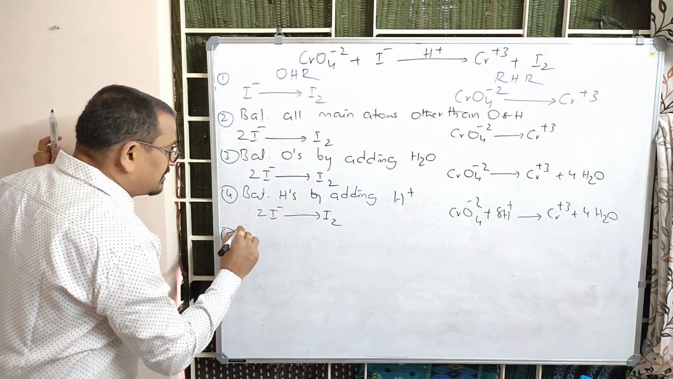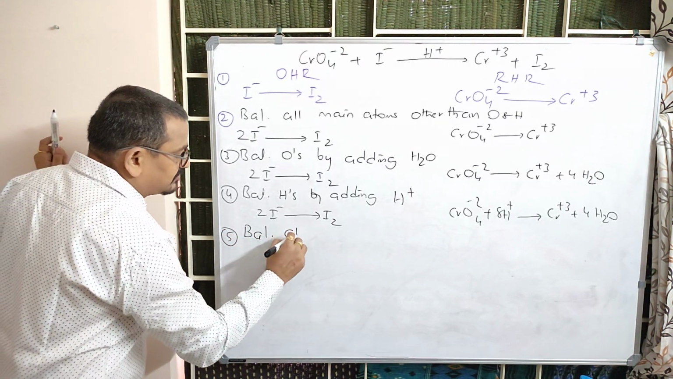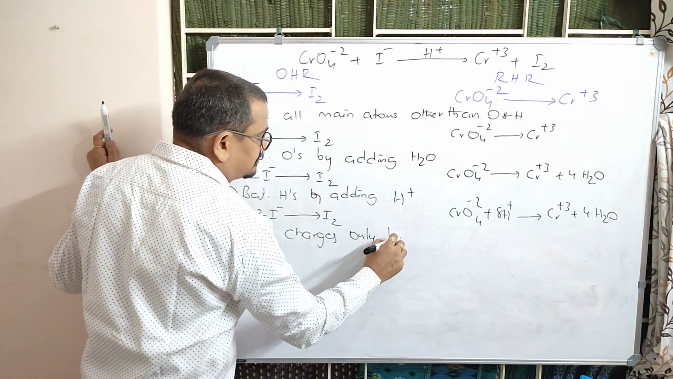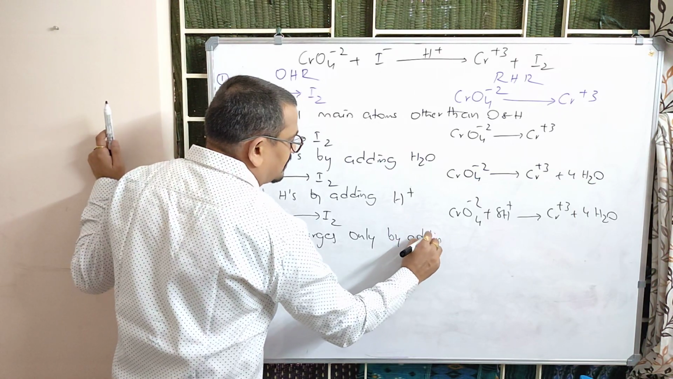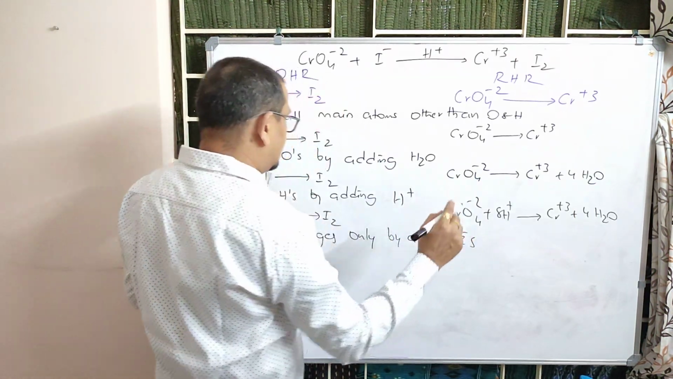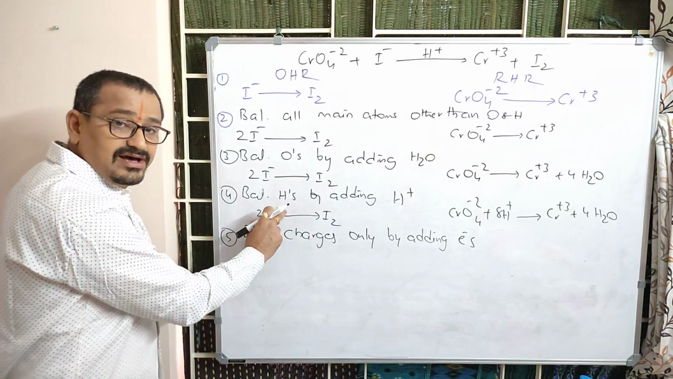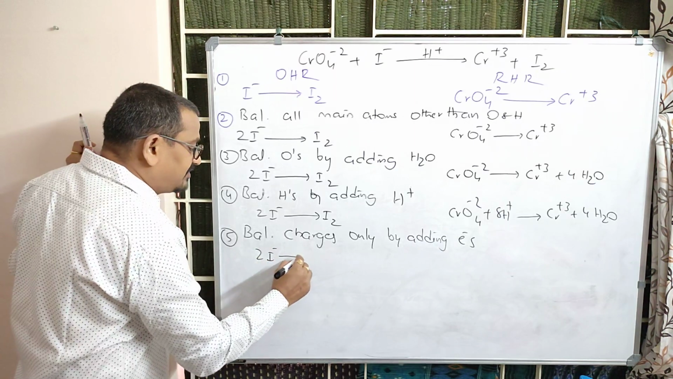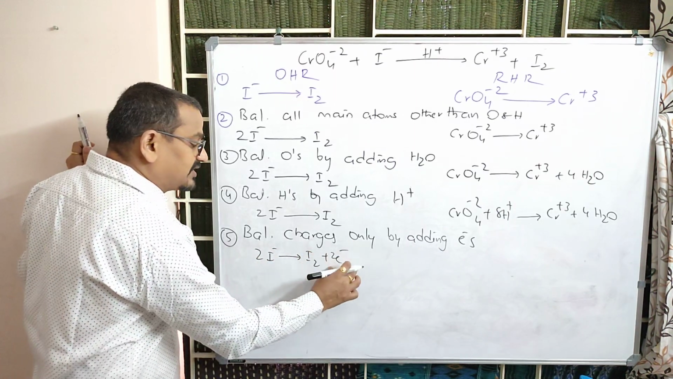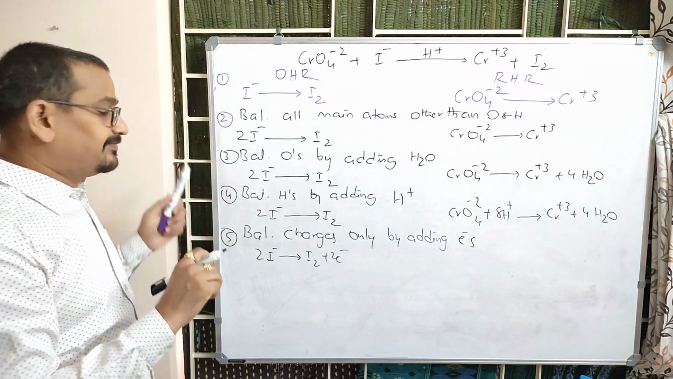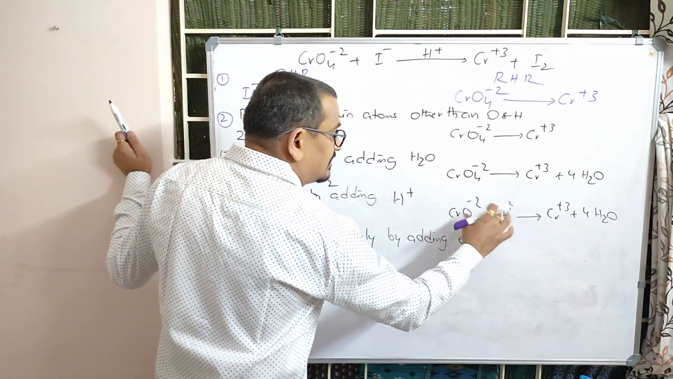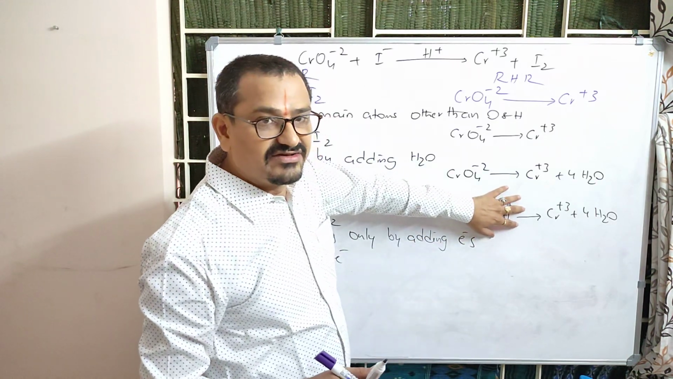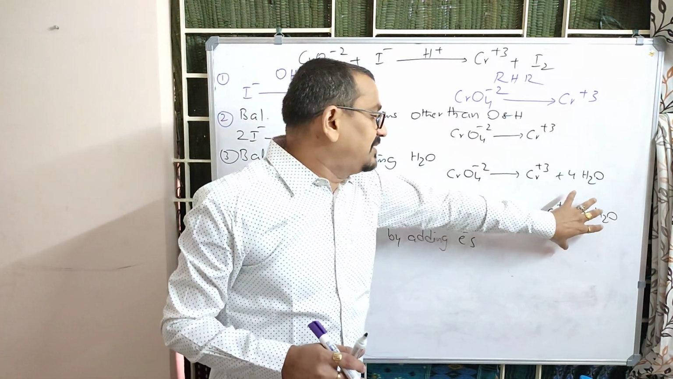Step 5 is balance charges only by adding electrons. On the left side we have 2 minus charges, right side no minus charges. So charges can be balanced by adding 2 electrons on the product side, 2 minus and 2 minus. When it comes to this side, 8 plus charges and 2 minus charges, so left side 6 plus charges were left. Product side only 3 plus charges were left.